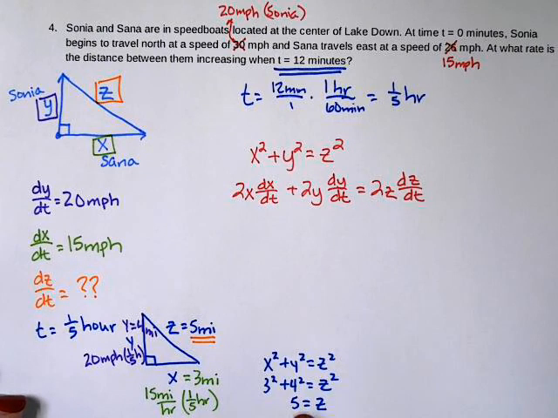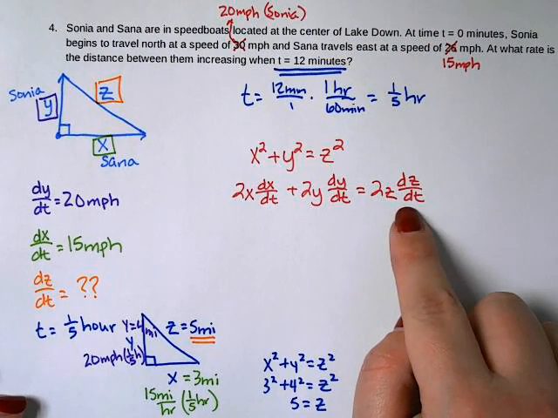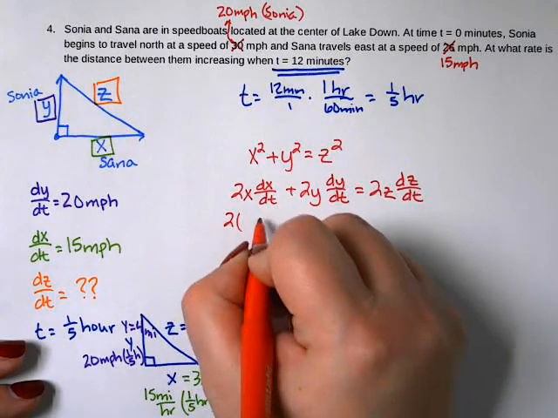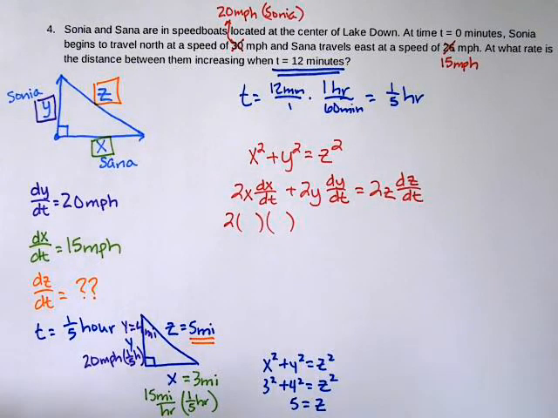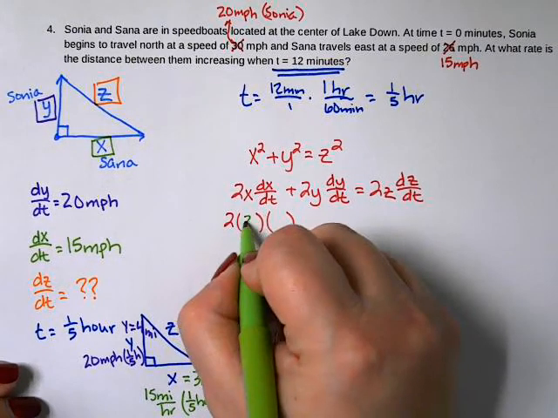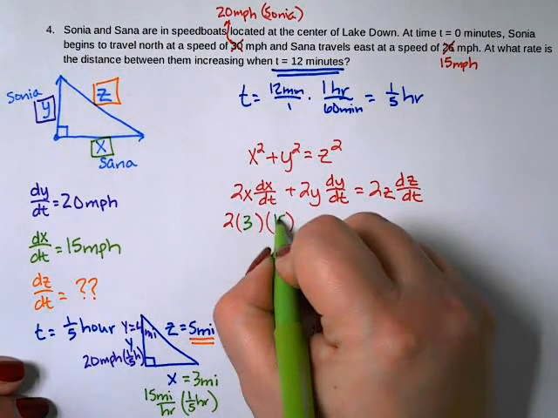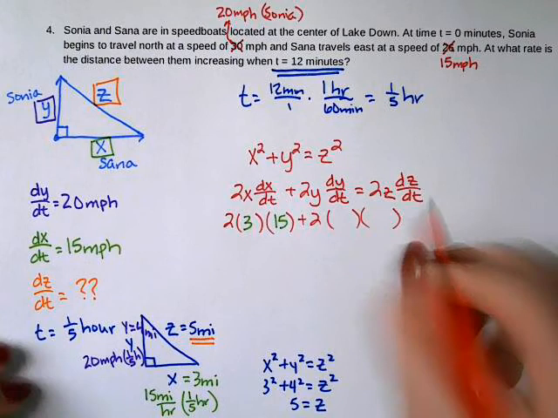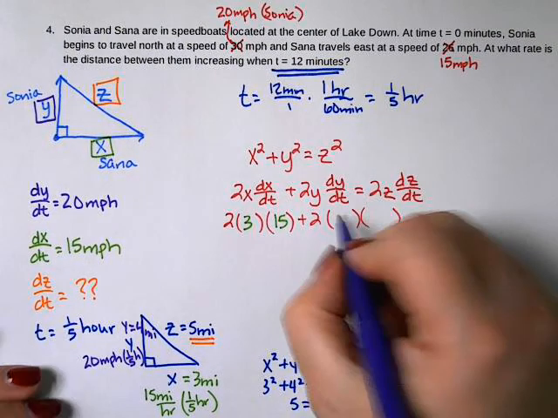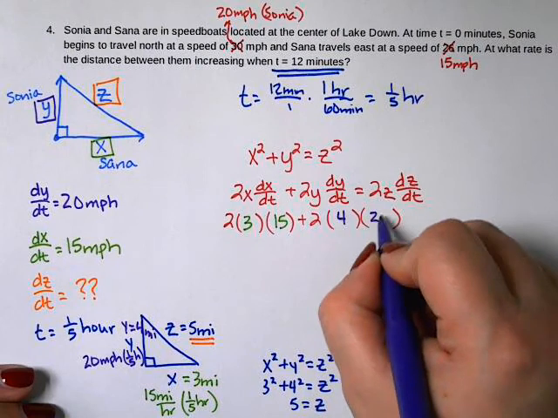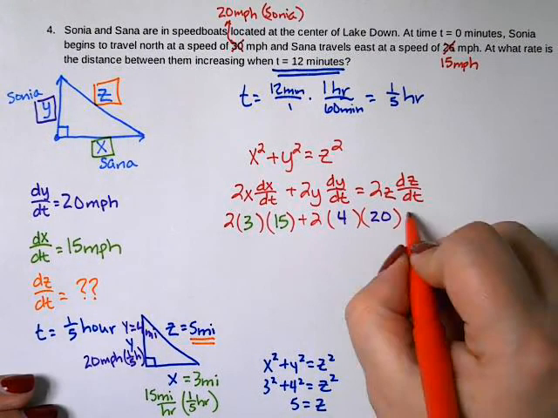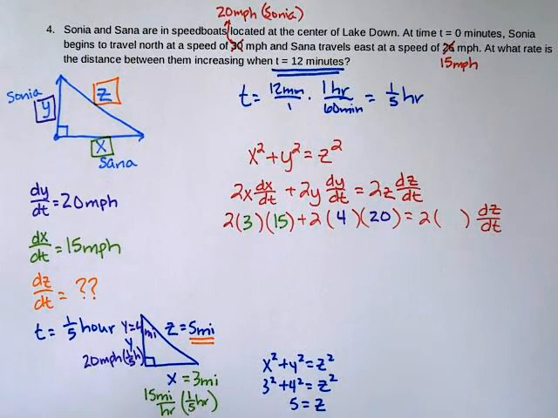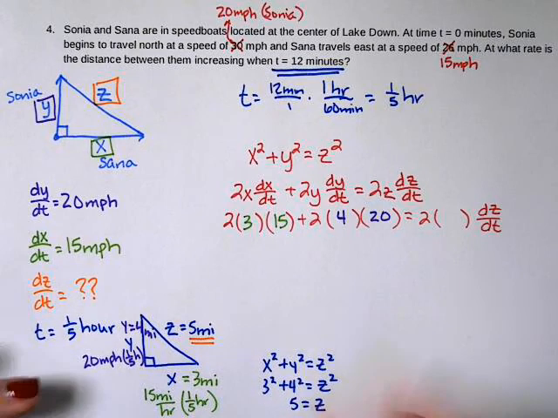But what that means is now I can use this formula and find the rate at which the distance between them is changing. So I'm going to have 2, and let's see, x is 3, and she had a rate of 15 miles per hour, plus 2y dy/dt, and I know that y is 4 miles. She was traveling at a rate of 20 miles per hour, equals 2z dz/dt. And we just found z to be 5 miles.